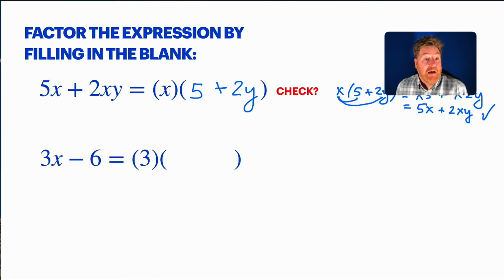Good to go. All right, how about this one? 3x minus 6 equals 3 times that quantity. If you want, you can pause it real quick. I'll meet you back in 30 seconds. Let's see what we get.